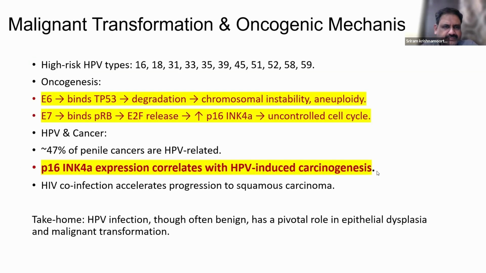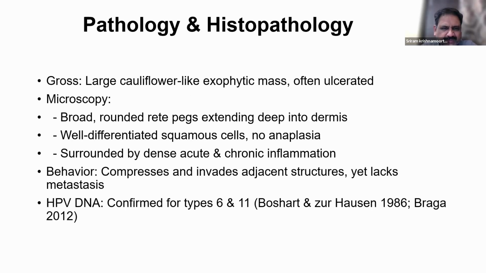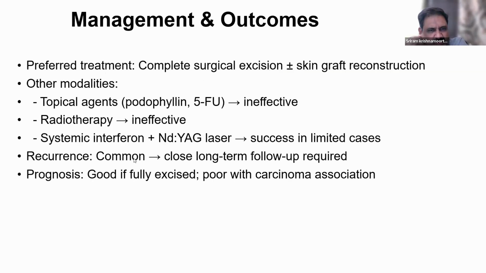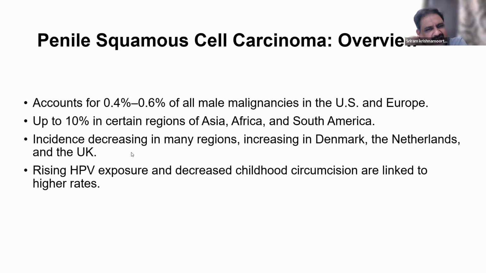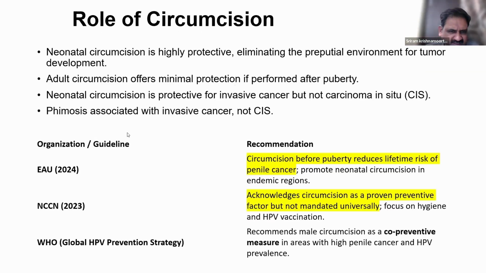And then the Buschke-Lowenstein tumor, which Bhavya was talking about initially, also called giant condyloma acuminata, the same as condyloma acuminatum. Again, HPV 6 and 11 are involved in that. It's more of a theory only, but you can just go through it. We'll share the PowerPoint also. You can run through this PowerPoint, not for a clinical discussion, but for your basic understanding. You should know this.